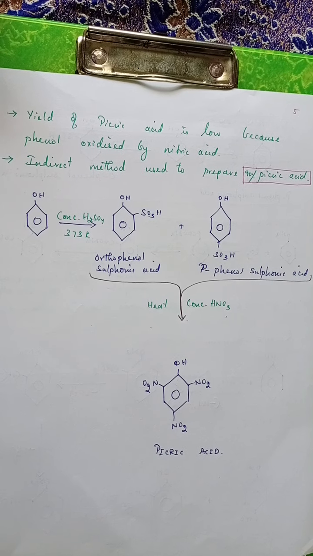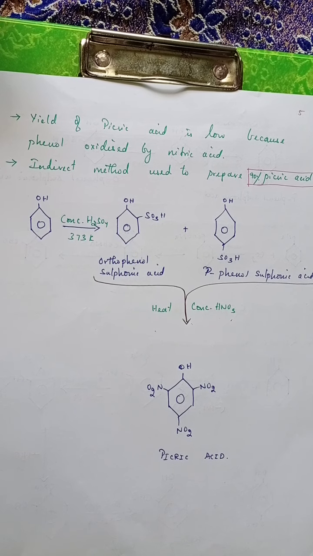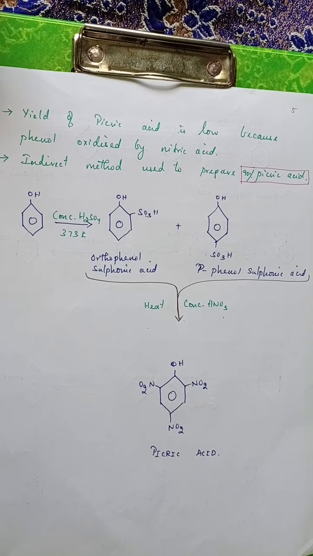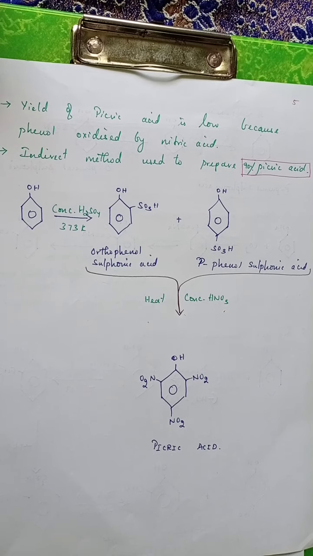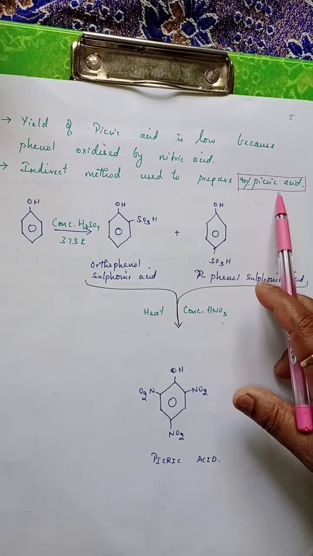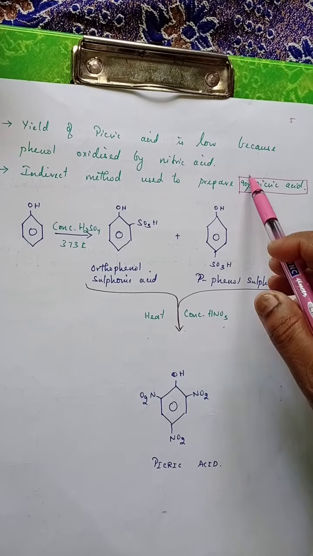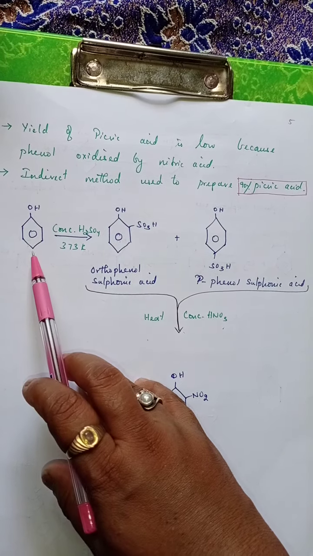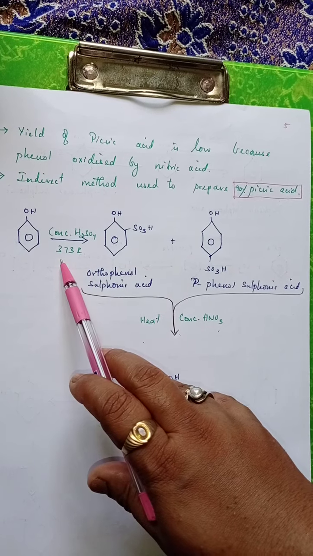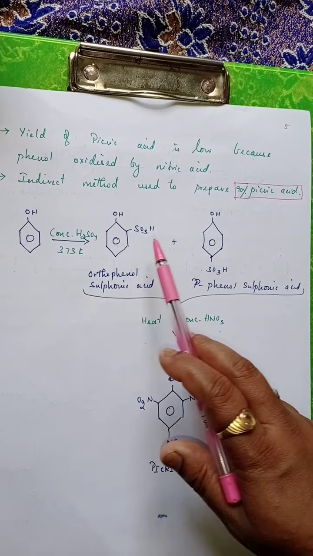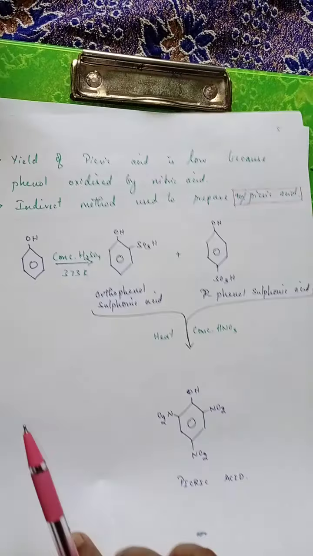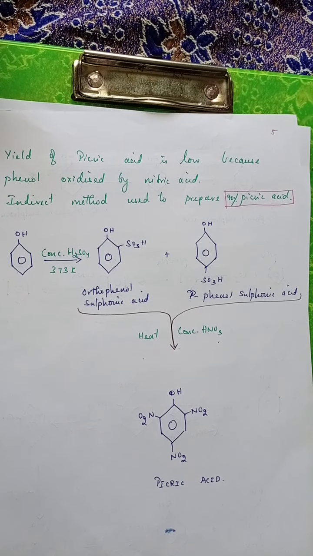The yield of picric acid in that reaction is low, because the phenol is oxidized by nitric acid. We have already seen this concept, because nitric acid is a very good oxidizing agent. So here we use an indirect method to prepare picric acid, in which you get 90% picric acid. What is that method? Phenol, when it reacts with concentrated H2SO4 at 373 Kelvin, gives ortho-phenol sulfonic acid.